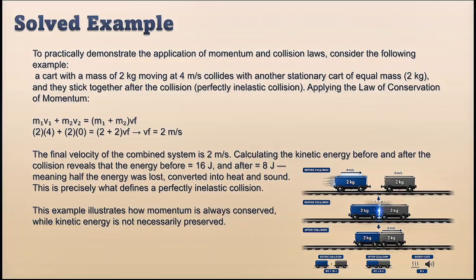As you can see from the formula on the slide, since the second cart wasn't moving initially, its momentum is zero. This simplifies our calculations, revealing that the combined system moves forward at a final velocity of 2 meters per second. But here is the most interesting part. If we calculate the kinetic energy before and after the crash, we notice a significant change. We start with 16 joules of energy, but end up with only 8 joules.